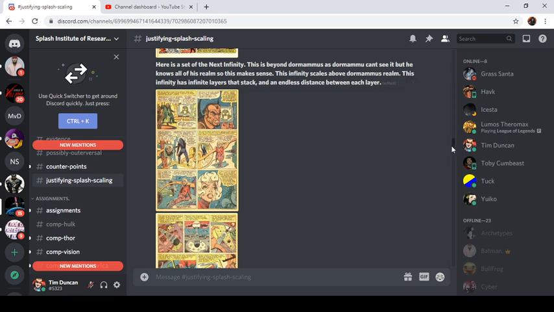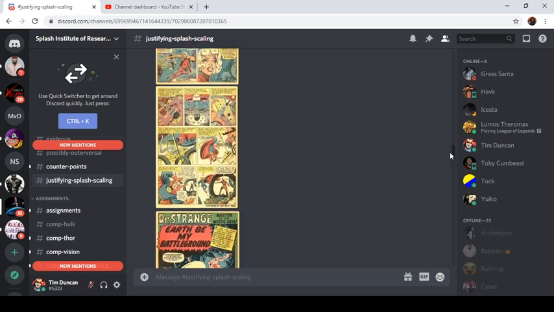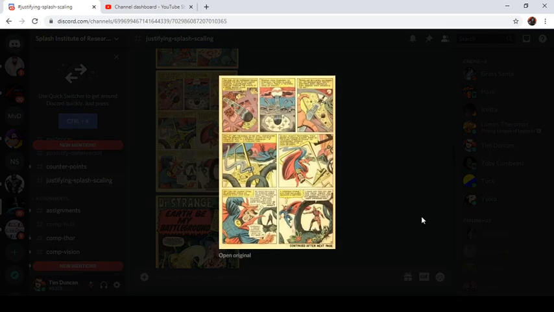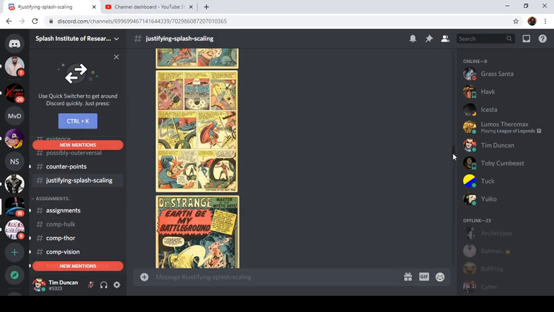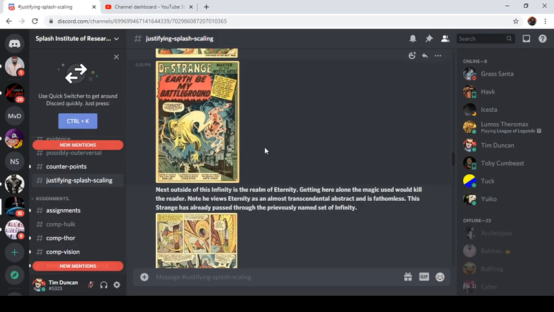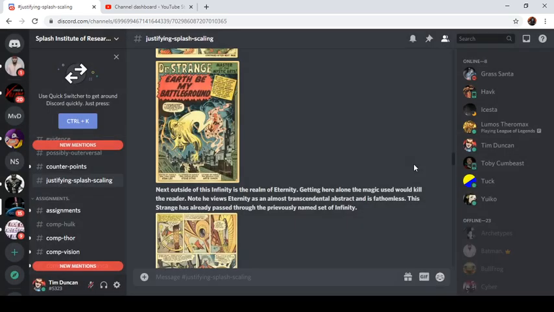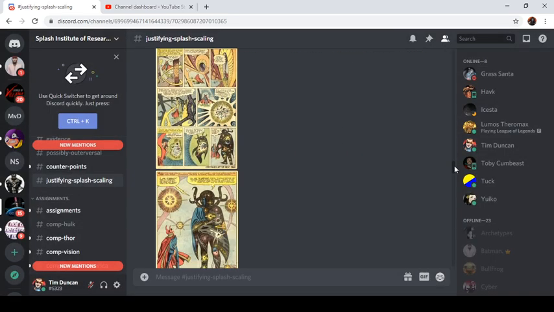This infinity has infinite layers that stack, with an endless distance in between each one, as demonstrated in Strange Tales as I scroll through, showing you guys. And he had to make his way back from this area, which was ridiculous.